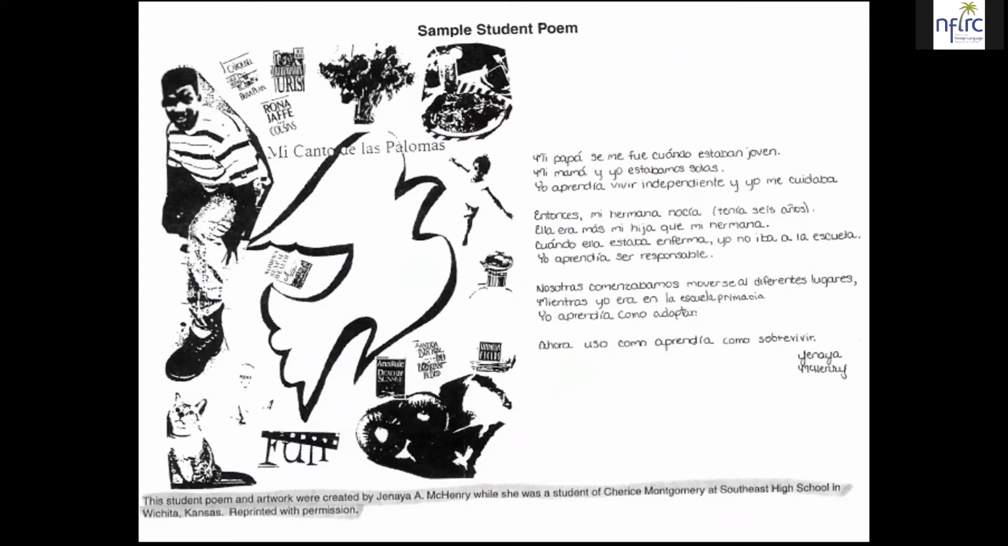Her poem talks about how her father left when she was young, and she and her mother were alone, and she learned to live on her own and take care of herself. Then her sister was born, and her little sister was her responsibility to take care of. When her little sister got sick, she didn't go to school because she had to learn how to be responsible. So she's communicating a lot of really critical pieces about herself in a free form poetic genre based on the things that she learned in her unit.